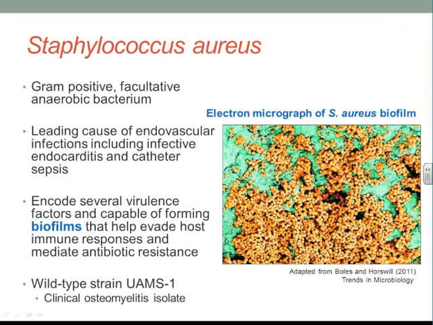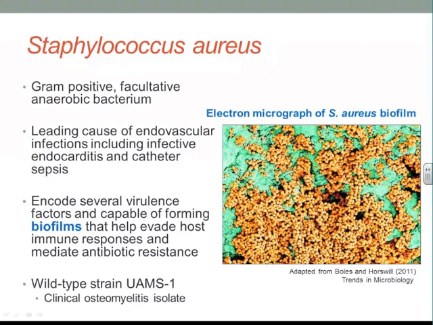The particular strain that we're working on in our lab is called UAMS1. For short, I'll be calling it either wild type or U1 throughout the talk. This particular isolate that we use is a clinical osteomyelitis isolate. What that means is that it was actually isolated from a bone infection at the University of Arkansas Medical Center, I believe, a couple years ago.